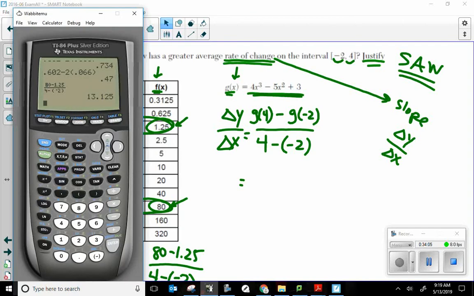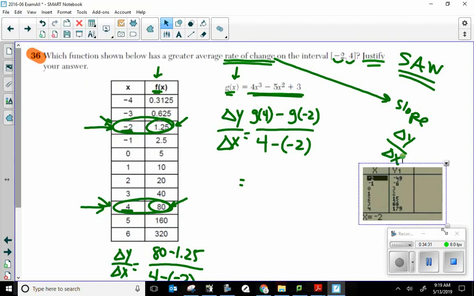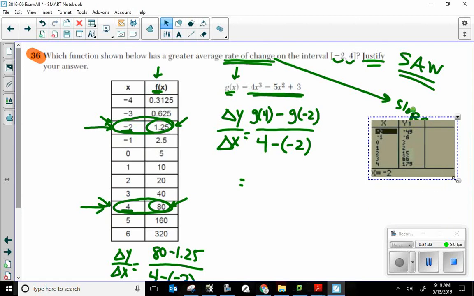Let's go to y equals. I'm actually going to make the table in the calculator and just do the substitution. So I've got 4x cubed minus 5x squared plus 3. I'm going to look at my table, and I want to know from negative 2 to 4. Ooh, look at that. I'm going to pull this right out here and use this.